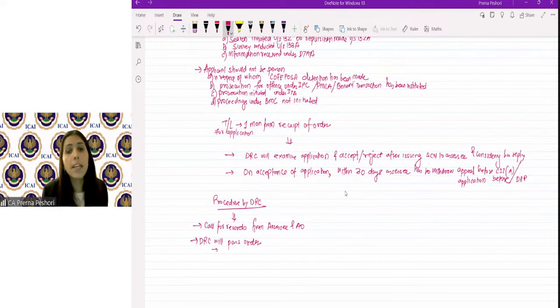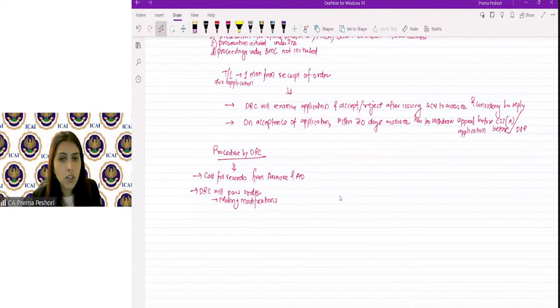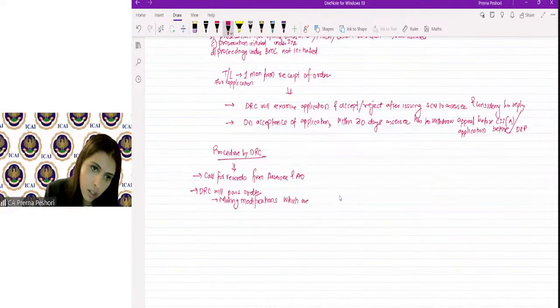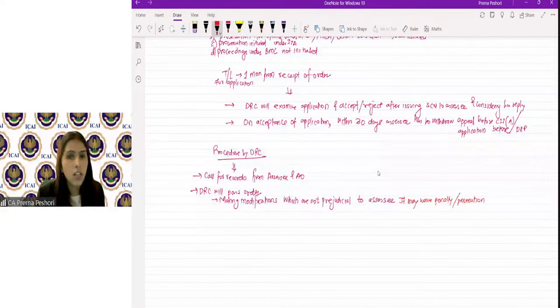Now, its order can be making the modifications to the variations in the specified order, so it can make the modifications which are not prejudicial to the interest of the assessee, and decide for waiver of penalty and immunity from the prosecution, which are not prejudicial to the assessee. It may waive penalty or the prosecution. Fine. It can decide not to make any modifications.